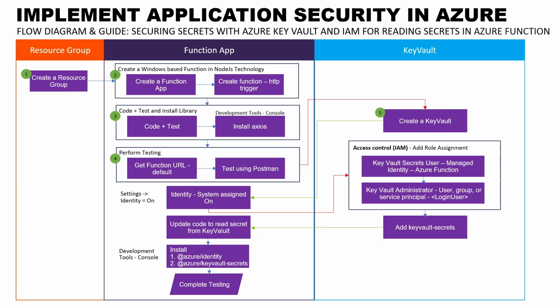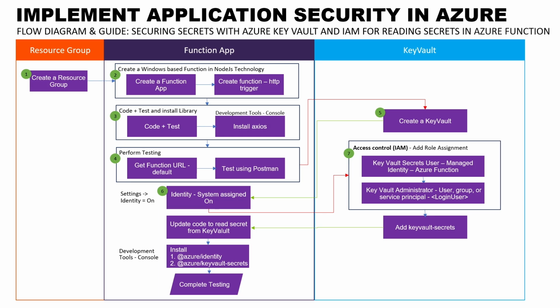Next, we will create a new key vault to store secrets securely. Once the key vault is created, we will enable the system assigned identity for the Azure Function App. In this step, I will grant access using identity and access management to the Azure Function using Managed Identity. We will also provide user access to the logged-in user so they can initially create new keys and update secrets.